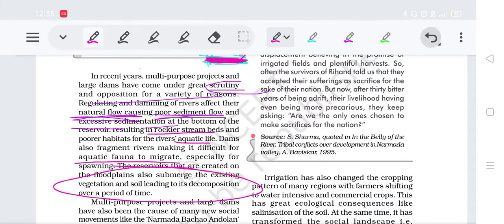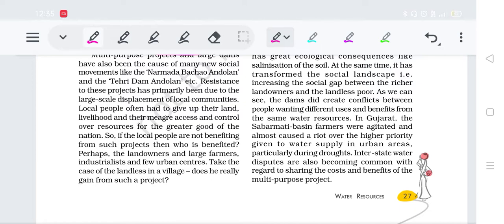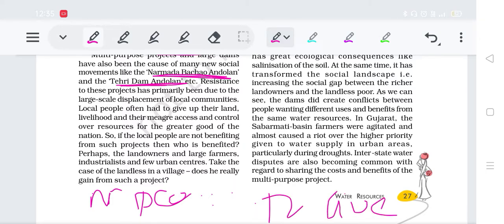Multi-purpose projects and large dams have also caused many new social movements like Narmada Bachao Andolan and Tehri Dam Andolan, resistance to this. See, let me explain without reading. In Narmada Bachao Andolan, people were asking that we don't want to make a dam here, because if there will be dams, they will have no place to live, which means they will lose their livelihood and have to migrate.